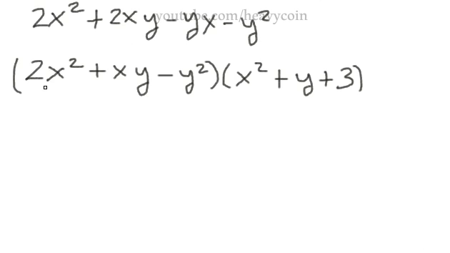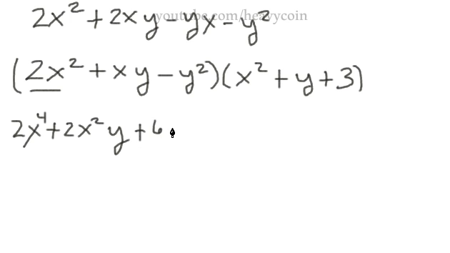Okay. So we're going to start with the 2x squared. We're going to multiply the 2x squared times the x squared, so that gives us 2x to the 4th power. And then 2x squared times y, can't do anything with that, so 2x squared y. 2x squared times 3 is 6x squared.